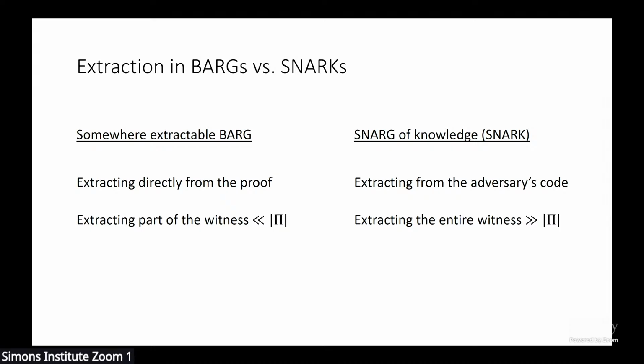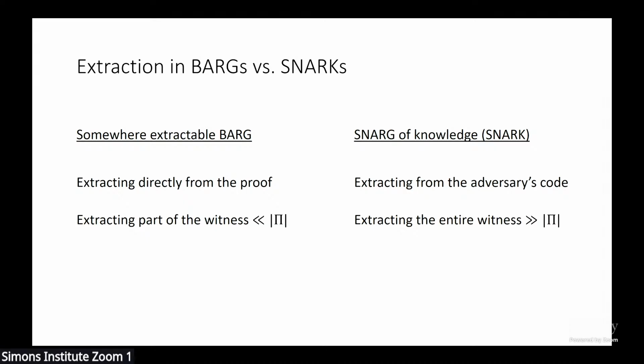In contrast, in SNARGs, we want to extract the entire big witness. It's much larger than the proof. So there's really no hope to extract it just from the proof. You have to extract it from somewhere else, maybe the code of the adversary. Now, the problem is that we don't really have techniques for extracting things from the code of the adversary. So this is where we rely on heuristics, so knowledge assumptions, idealized models, and so on. In the context of BARGs, we don't need to do that.